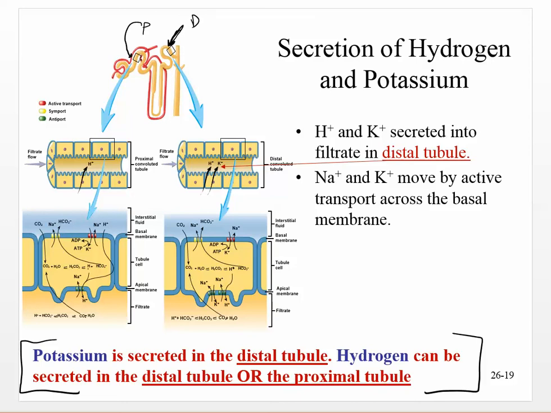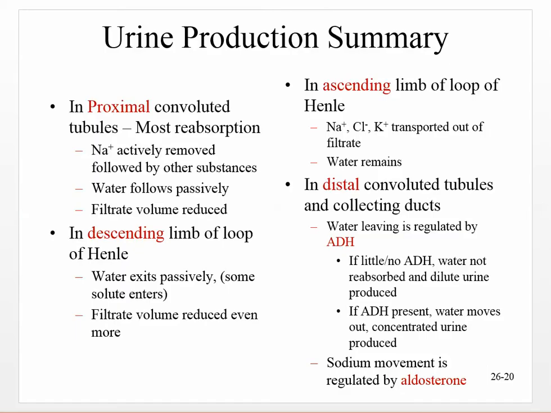So hydrogen can be secreted. Now we're going from the blood back into the nephron. So hydrogen here and in the distal. Potassium is just in the distal. Okay, and it's this counter transport mechanism. So that's just something you need to remember for now, but we'll hit it again a little bit later on.